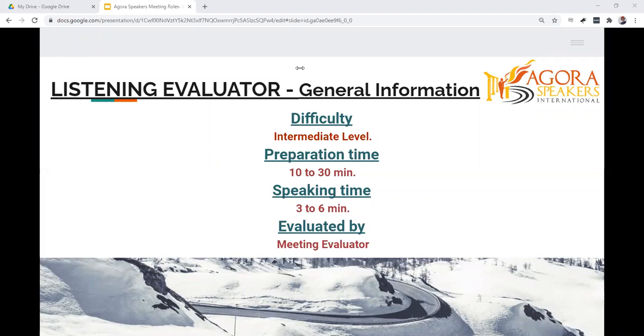The listening evaluator role has an intermediate level of difficulty. It requires 10 to 30 minutes of preparation time, and the listening evaluator speaks for 3 to 6 minutes during the meeting. This role is evaluated by the meeting evaluator.